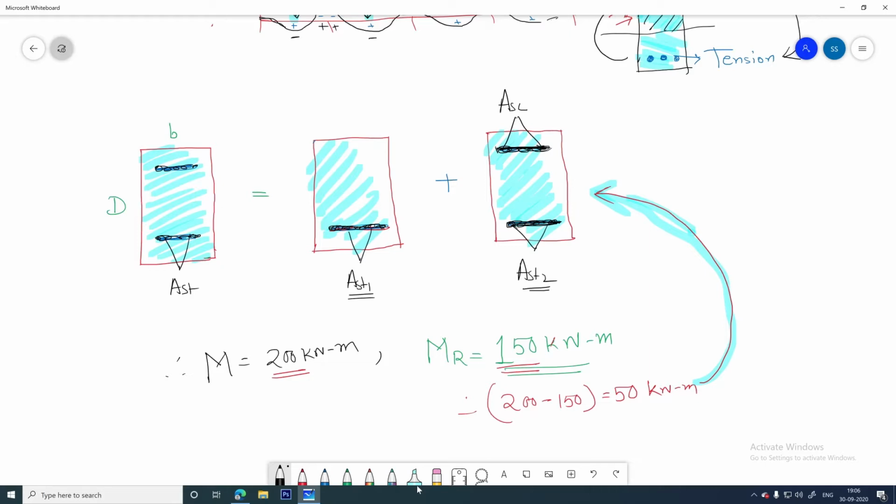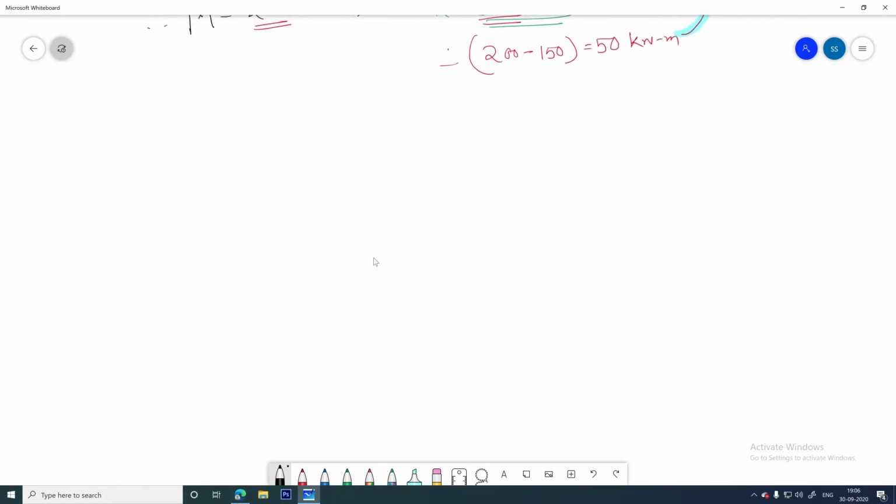So the rest of the part is very easy. I will show you the steps or the procedure of how you can design a doubly reinforced beam section. Okay, so let us continue with the design steps of doubly reinforced beam section. That is very easy.